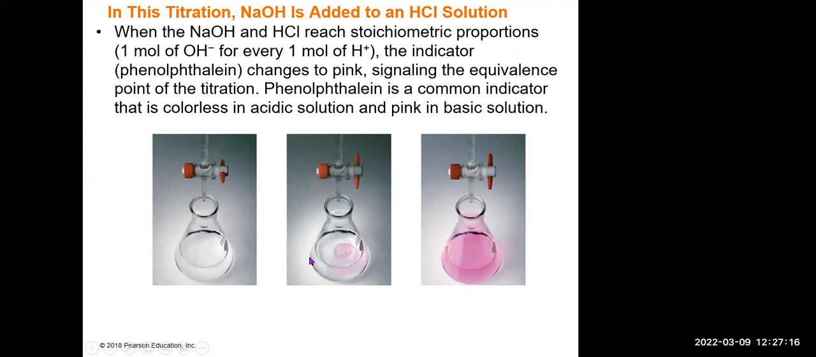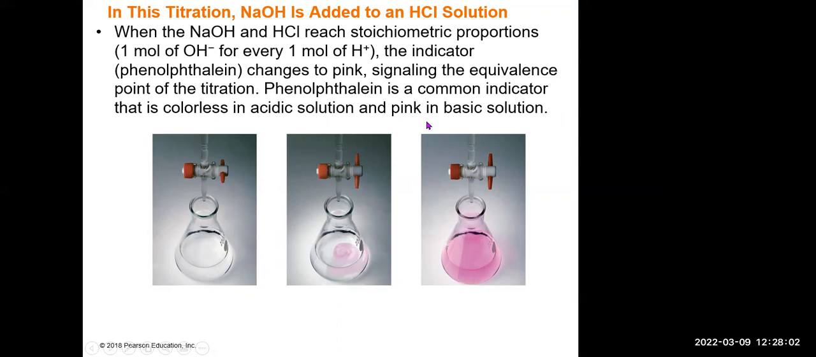When the NaOH and HCl reach equivalent proportions, there is one mole of OH- for every one mole of H+. The indicator here is phenolphthalein, which is colorless in acid and becomes pink when the pH is higher than 8. So when this signal happens, that means we don't have any acid or base left in the flask. Both are used up. So the pink signals the equivalent point of the titration. Phenolphthalein is a common indicator that is colorless in acidic solution and pink in basic solution.